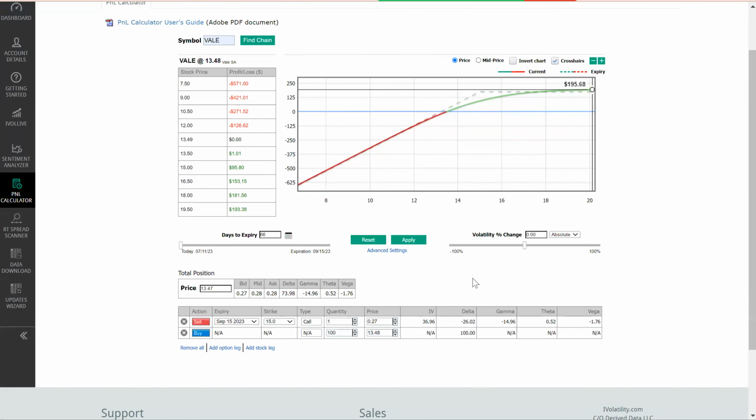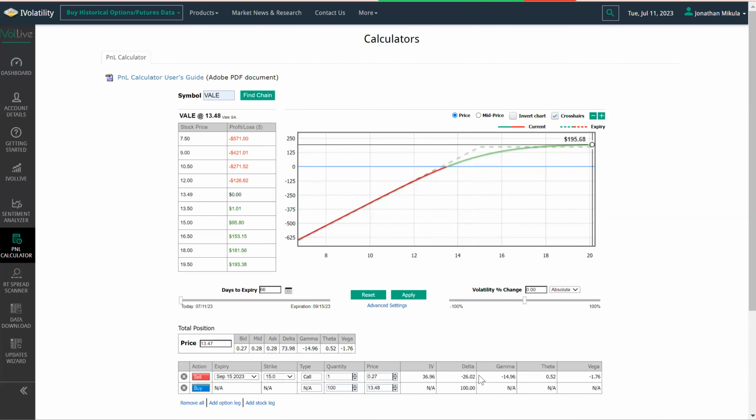The other cool thing here is you can look at delta on your covered call trade. So let's say you were trying to hedge your Vale position and you want it to be delta neutral. Just instantly, I can tell, instead of selling 1 contract with delta at 26, I could sell around 4.